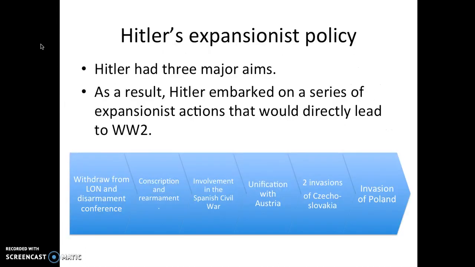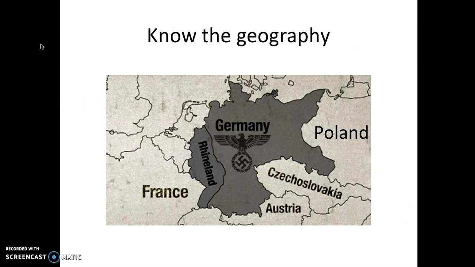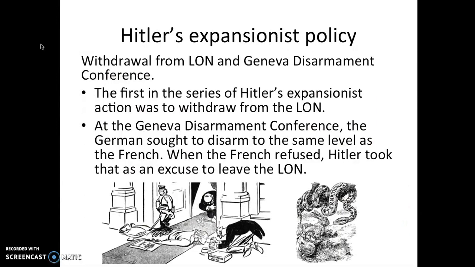Now, how did he expand? There's a whole series of things which he did, which weren't really challenged. Each one, followed by the other, allowed Hitler to be a bit more bold to carry on the other steps for expansion because he wasn't really challenged. First of all, Hitler withdrew from the LN, and of course before that, withdrew from the Geneva disarmament conference.